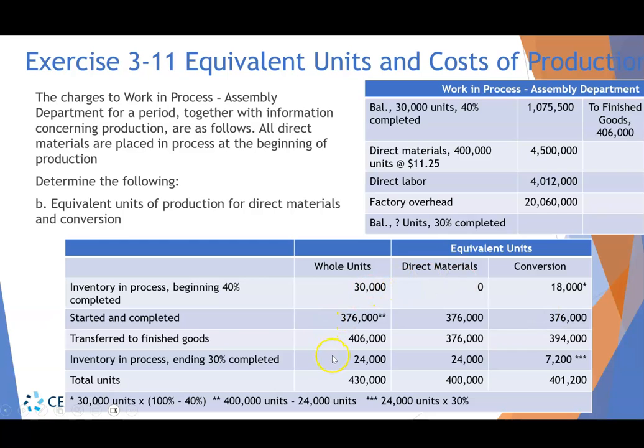And at the end of the period, we're sitting with 24,000 units. And that was complete as to direct materials, but for conversion, it says they were 30% complete. So 24,000 at 30% complete would be 7,200 equivalent units. So in terms of conversion units, we have the 18,000 plus the 376,000 plus the 7,200. In terms of direct materials, we have the 376,000 plus the 24,000.